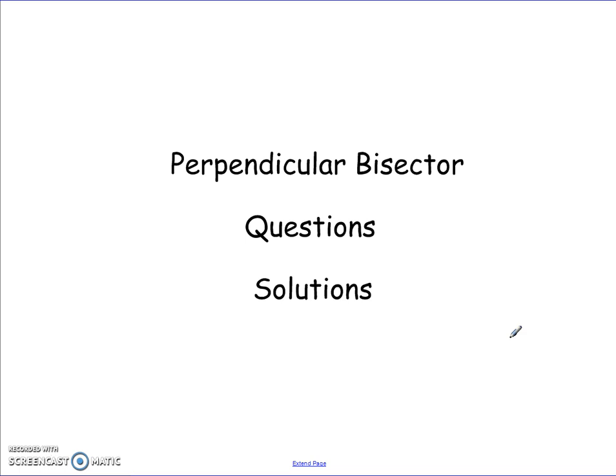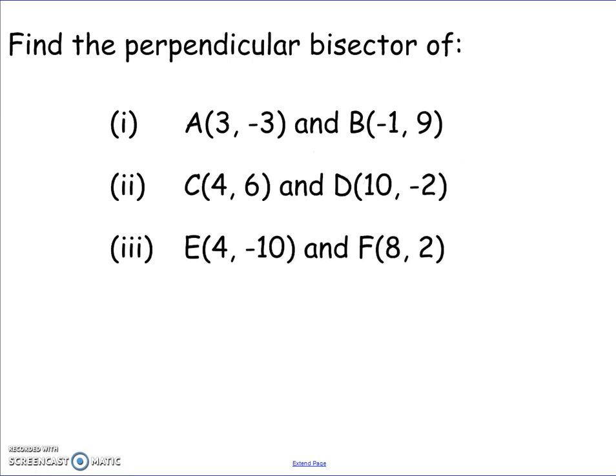So a quick refresher for you. This was what I asked you to do. Find the perpendicular bisector of these three pairs of points. So points A and B in part 1, C and D for part 2, and E and F for part 3. So let's have a look at these.